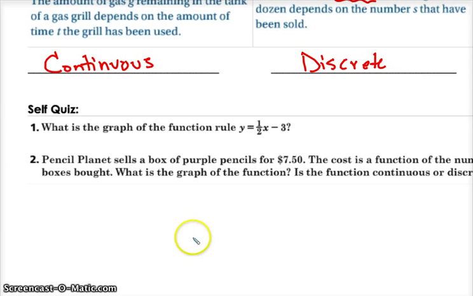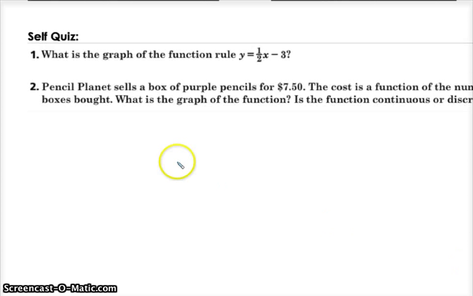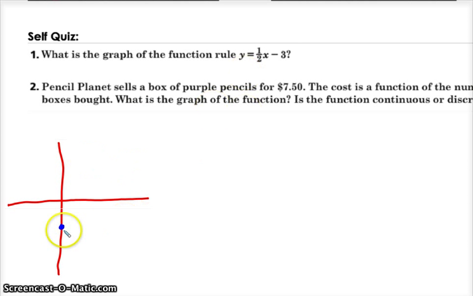All right, now it's your turn. I want you to try the self-quiz and then check your answers. All right, question number 1. You should have graphed a line, and I'm going to use our shortcut here because we know how to do that. The y-intercept is -3, and the slope is 1/2, so you should be going up 1 over 2, and then putting in your line like so.